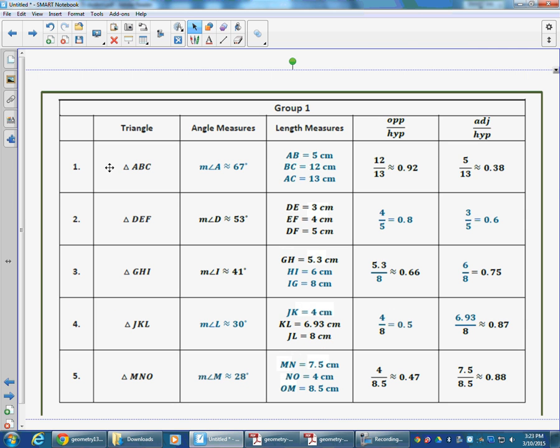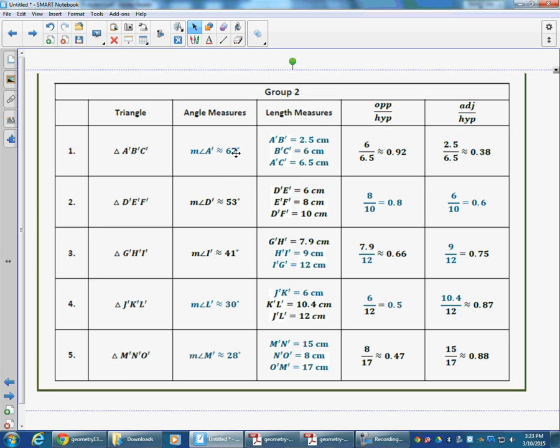If you look in group 1, this was triangle ABC. It had a 67-degree angle. The sides were 5, 12, and 13. And the opposite divided by the hypotenuse turned out to be 0.92, and the adjacent divided by the hypotenuse turned out to be 0.38. In group 2, the lengths were different.